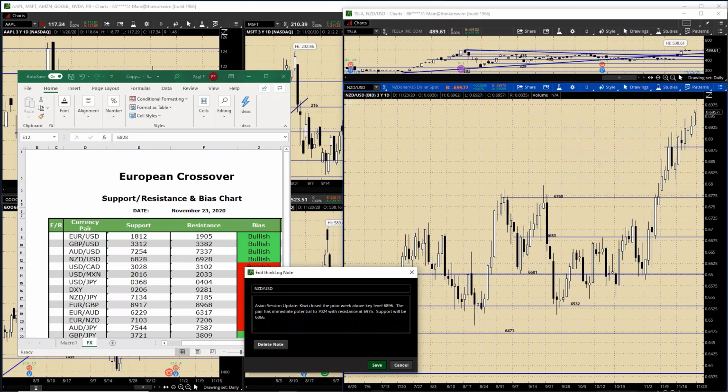So the Kiwi closed the prior week above the key level of 68.96. The pair has immediate potential to 70.24 with resistance at 69.75. Support will be 68.66.